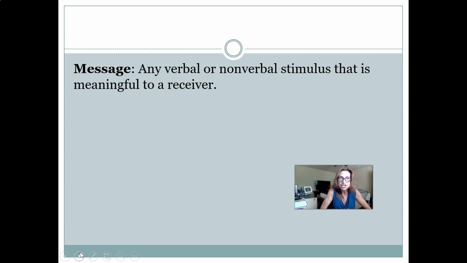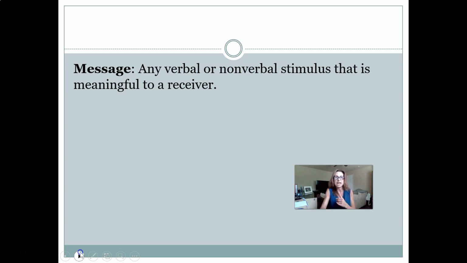The message is any verbal or nonverbal stimulus that is meaningful to a receiver. So the receiver is on the other side of the encoder. The receiver is the same thing as a decoder. So any verbal, and we'll talk in a second about what's verbal and what's nonverbal, but anything that the receiver or the decoder notices that is meaningful to them from you as the encoder, that's the message. So it's like whatever you are sending as the encoder.